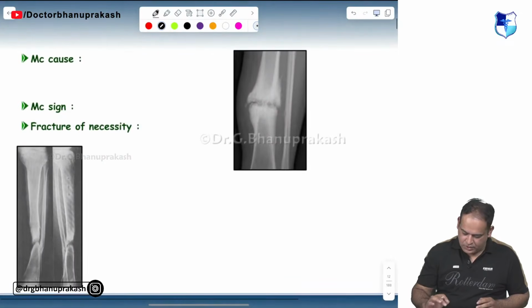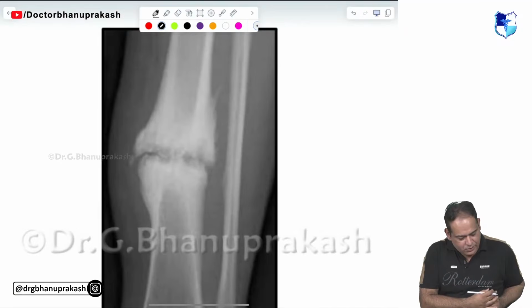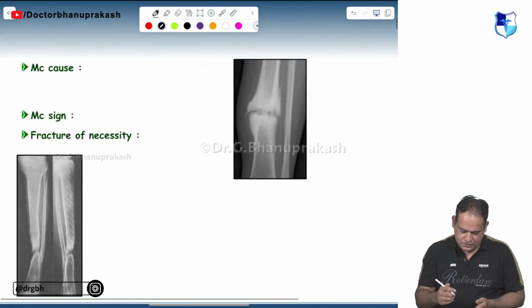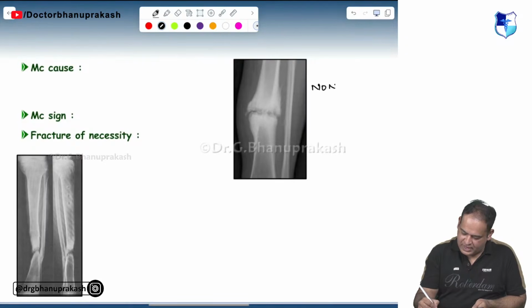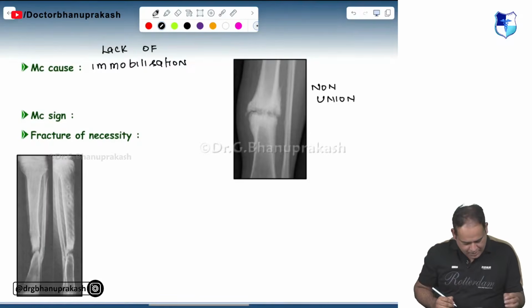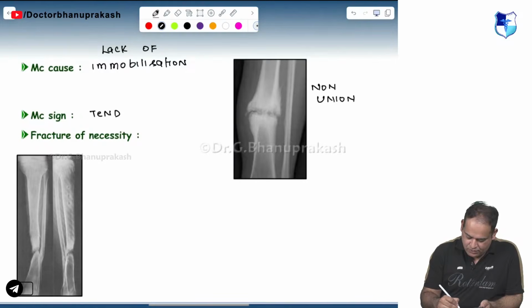Okay. Now, what do you get to see over here? What is this X-ray showing you? What do you think this X-ray looks like? Now, this is a fracture complication. So here, this fracture is again showing you non-union. Most common cause is lack of immobilization.